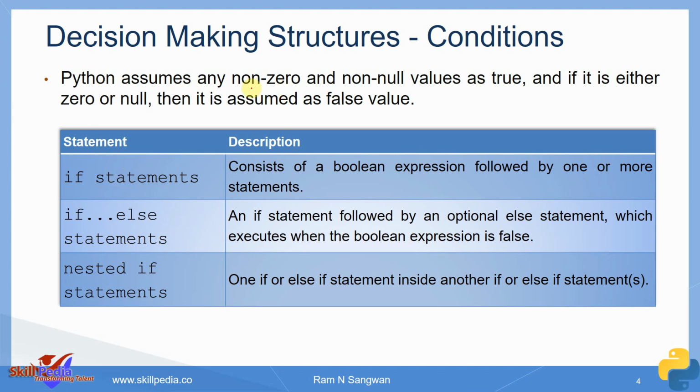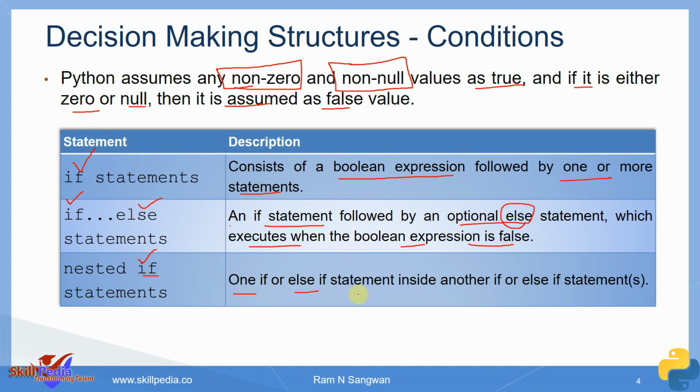Python assumes any non-zero value and non-null value as true, and if it is either 0 or null, then it is assumed to be a false value in Python. So we have the if statement, if else statement, and nested if statements. We have seen examples of all. An if statement consists of a Boolean expression followed by one or more statements. An if statement can be followed by an optional else statement, which executes when the Boolean expression is false. And nested if statements are one or more if or else if statements inside another if or else if statement.